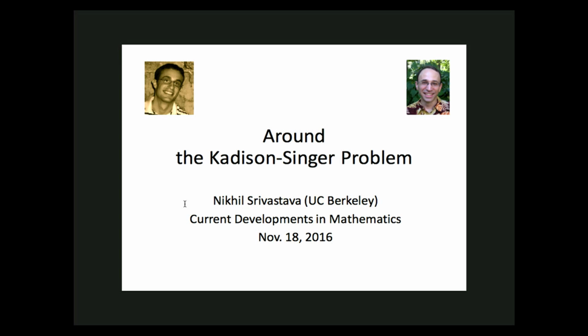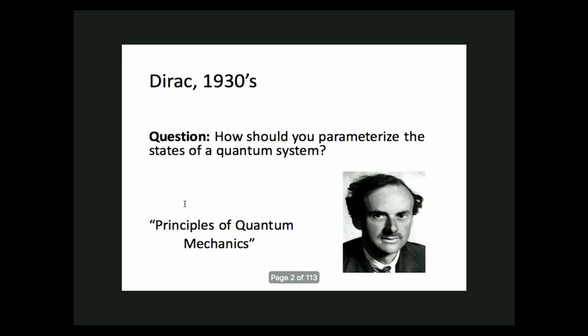So let me start by telling you what the Kadison-Singer problem is. It's a problem that came out of mathematical physics and out of some work of Dirac in the 30s. And one question that Dirac asked is something like, how should you parameterize the states of a quantum system? This is something that appeared in his book on quantum mechanics. And okay, what does this mean mathematically?